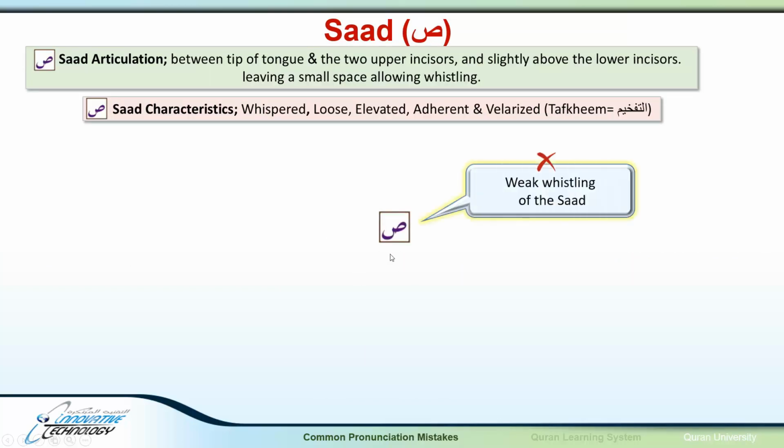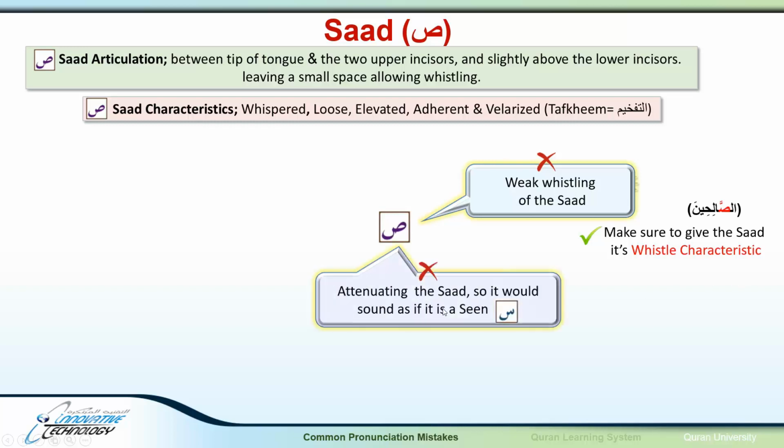The first mistake is weak whistling of the sad. الصالحين. Quick, short sad, almost not hearing it. This is wrong. You should give the sad enough whistling. It should be like this: الصالحين. So you should make sure to give the sad its whistle characteristic.